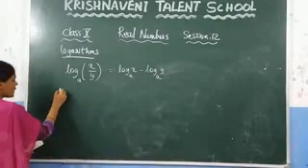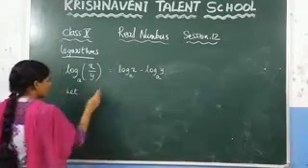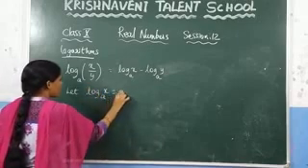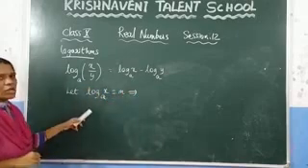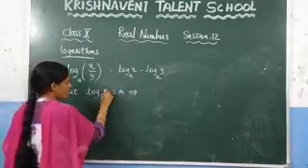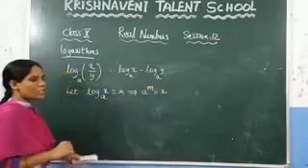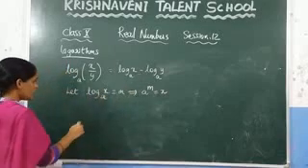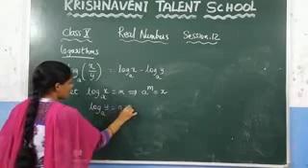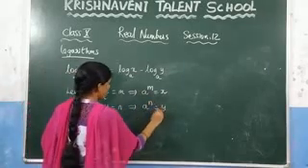So here let us take this value as m and this value as n. Now log x to the base a is equal to m. Then we can convert this logarithm form into the exponential form: a power m is equal to x. Now consider log y to the base a is equal to n. This one you can write as a power n is equal to y.